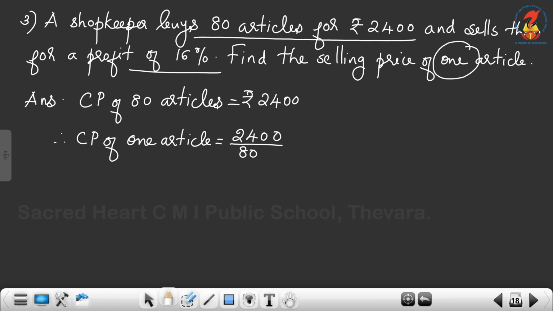So what you will get? Rupees 30. The cost price of one article is rupees 30. So with 80 itself we can cancel one time, then 8 3s are 24, 30. So the cost price of one article is 30.